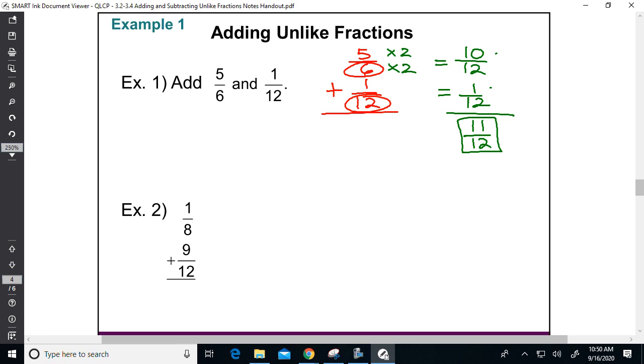Alright, so problem 2. 1/8 plus 9 over 12. You have an 8, you have a 12. So, there's nothing times 8 that's going to give you 12. There's nothing times 12 that's going to give you 8. So now we've got to find a multiple that they share.